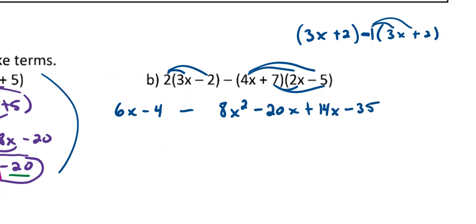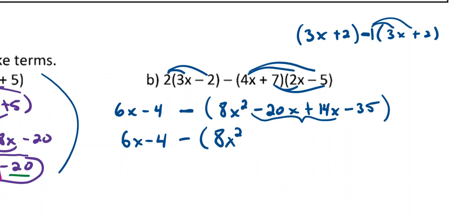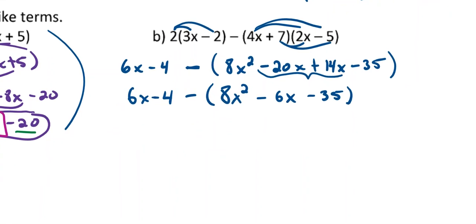All right, and what we have to remember here is that when we subtract all of this, it's really subtracting the whole thing. So all of this really should be in brackets still, the way I'm doing it right now. So let's write it all again. It'll be 6x minus 4 minus 8x squared, and then I'm going to collect these like terms. So negative 20 plus 14 is going to be negative 6x, and then minus 35. Now this is straight from a Math 9 question, right?